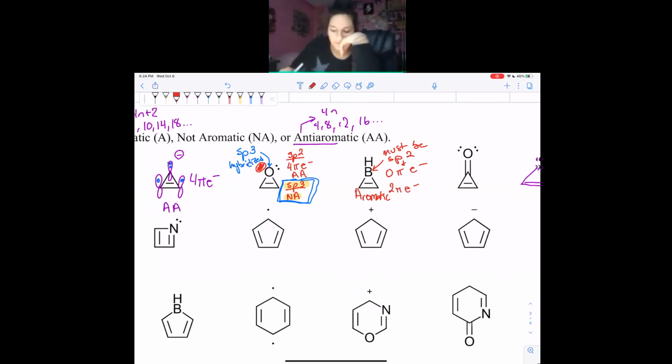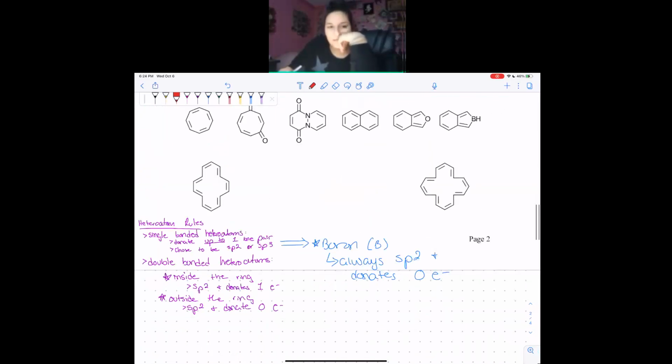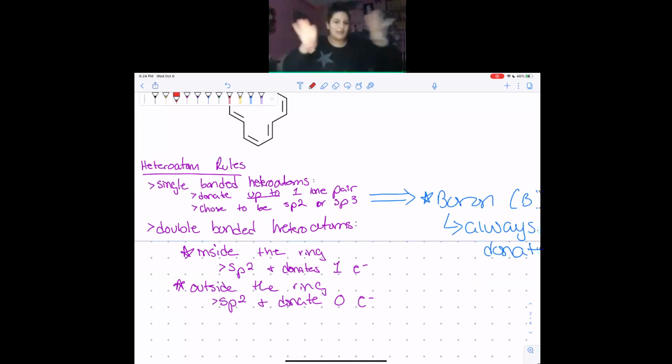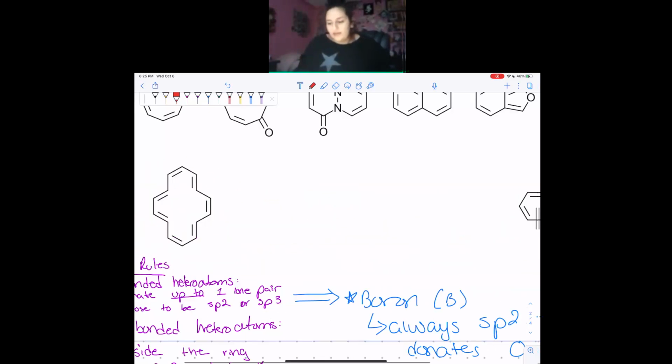All right. So the next rule is with double bonded heteroatoms. So this has 2 different types. It could either be double bonded inside the ring or outside the ring. If it's double bonded inside the ring, it's going to be sp2 and only donate 1 single pi electron. Versus if it's outside the ring, it's going to be sp2 and it's going to donate 0 pi electrons. So let's look at the difference between these 2 examples.